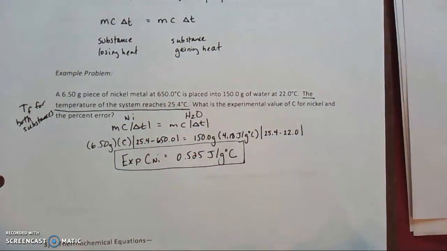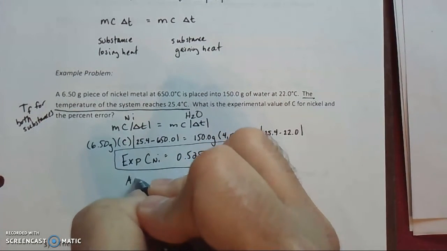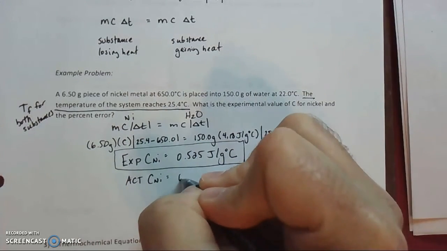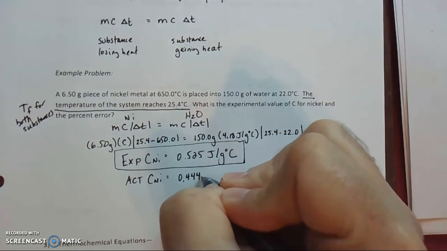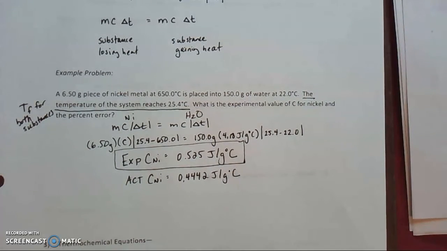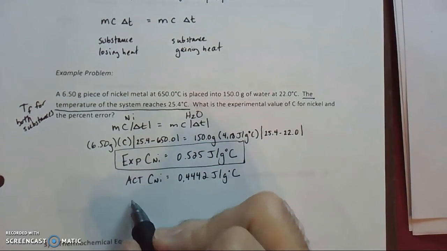So it's asking us for our percent error. So we need to know what the actual value is. That's where our chart comes in. It should be 0.4442 joules per gram degree Celsius. So if you recall, percent error was experimental minus actual, all over actual, times 100.